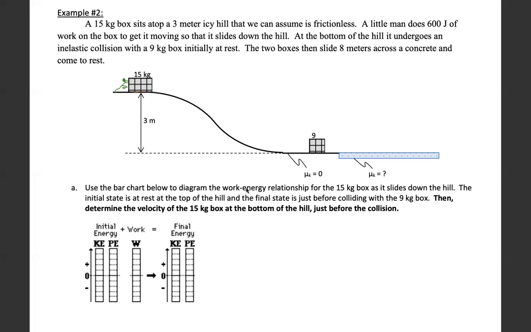Okay, so we want to find the work energy relationship for the 15 kilogram box as it slides down the hill. The initial state is at rest at the top of the hill, and the final state is just before colliding with the 9 kilogram box. So we're basically doing this problem. We are ignoring this second box for now. We want to find out what's the velocity of this box just before the collision.